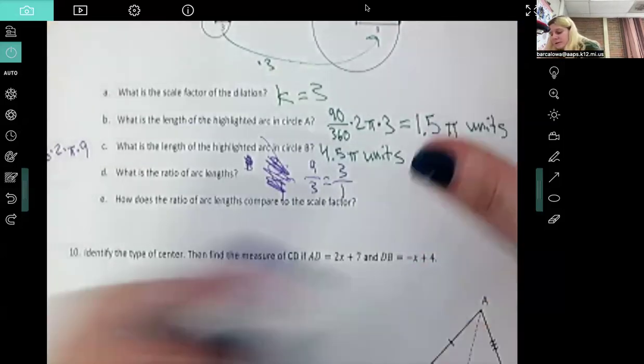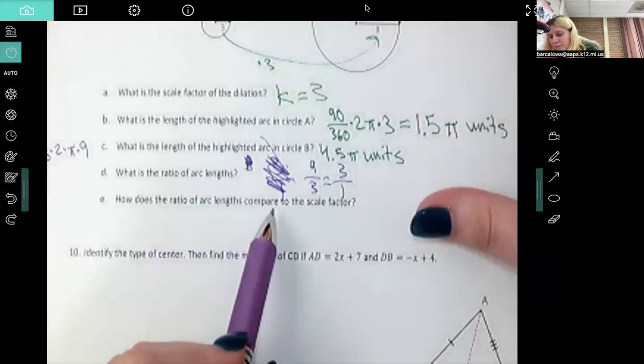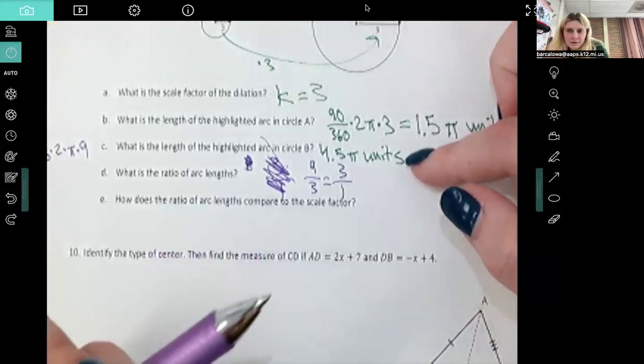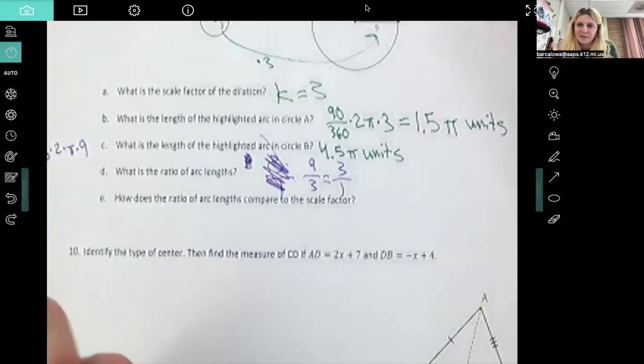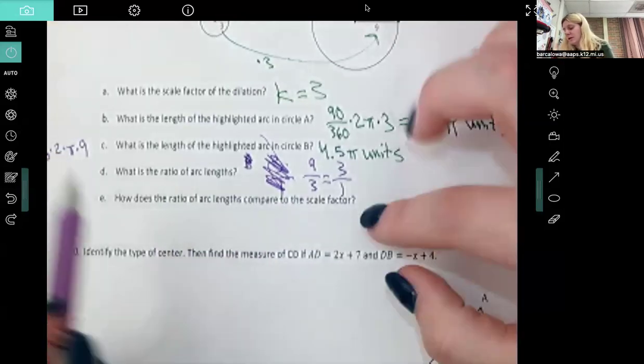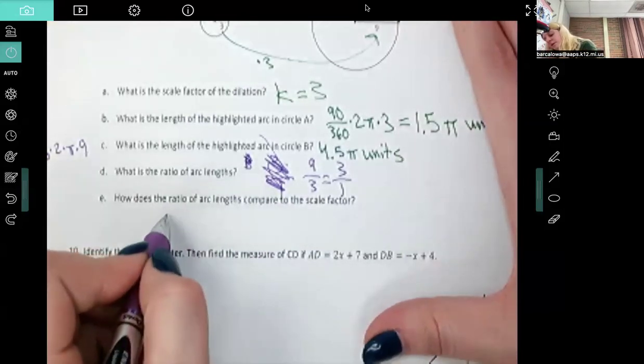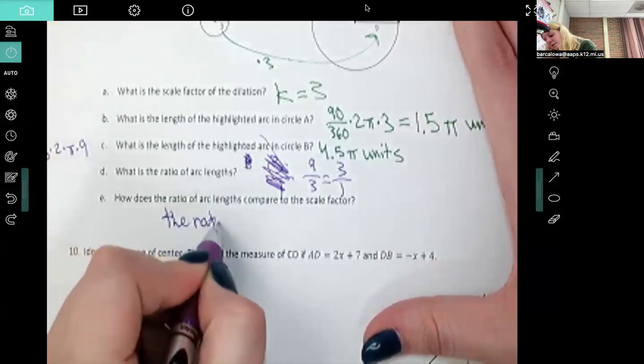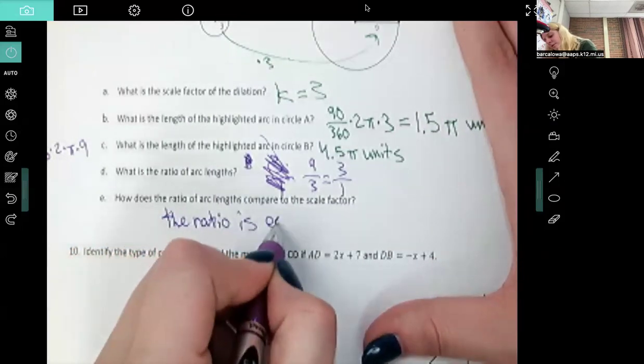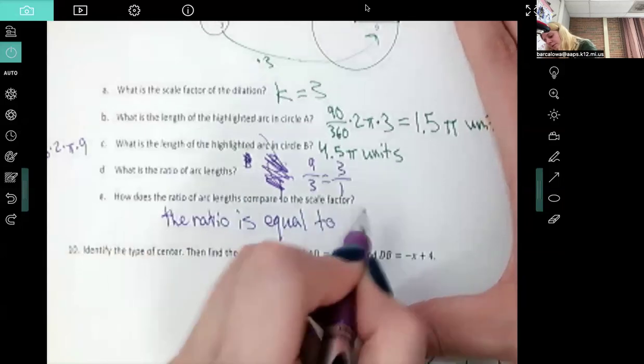So how does this ratio compare to the scale factor? Hey, it's kind of what I just mentioned. I kind of skipped ahead a little bit. I hope you don't mind. I spoiled it. The ratio is equal to the scale factor.